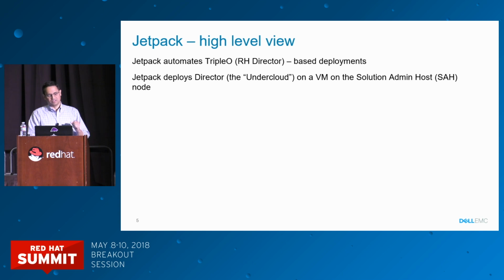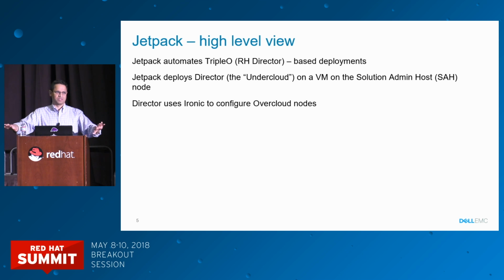So what Jetpack does is it takes the undercloud, RHOSP director, that's the name of the Red Hat product. It places it on a VM on the SA node, the Solution Admin Host node. And that's where it has essentially the control point of the entire overcloud as it gets deployed. Under the covers, it's using Ironic, which is another open source OpenStack component. Ironic is a name based on iron being the bare metal. If you don't know about Ironic, it tries to give you a single common layer so that all the hardware vendors can turn the knobs to make their hardware configured and ready for the deployment itself. We use that heavily under the covers as well.